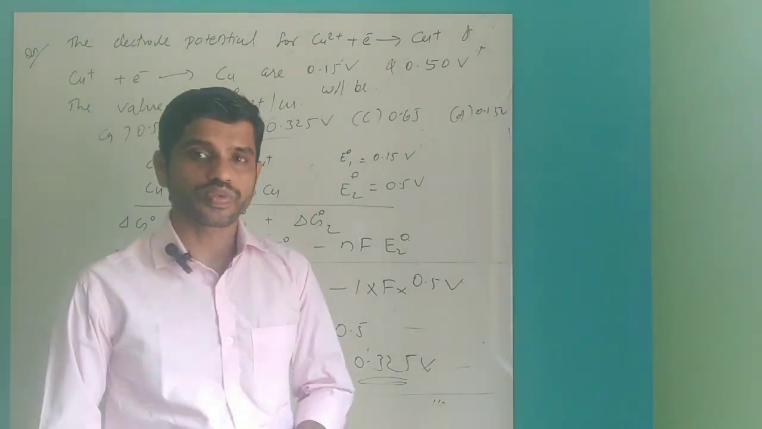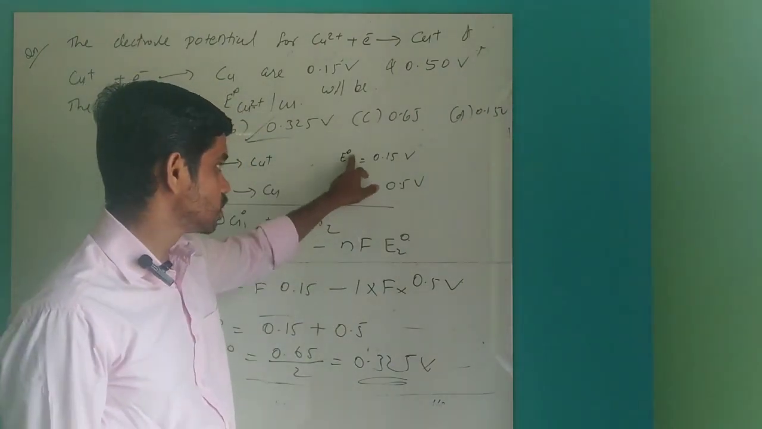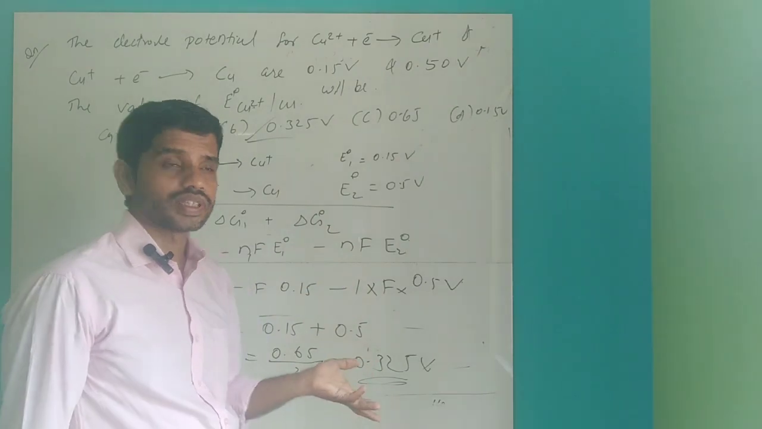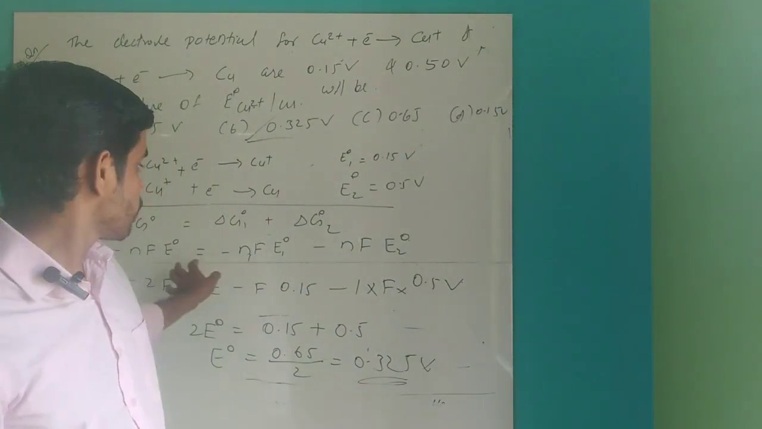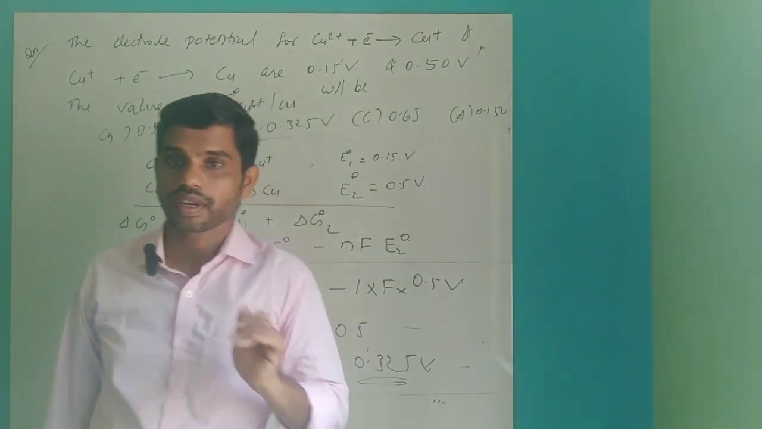So like this only I have to find out. You can add, but you have to convert to delta G. So you add and divide by this 2. Okay, 2 will come from here. So that is the correct answer.